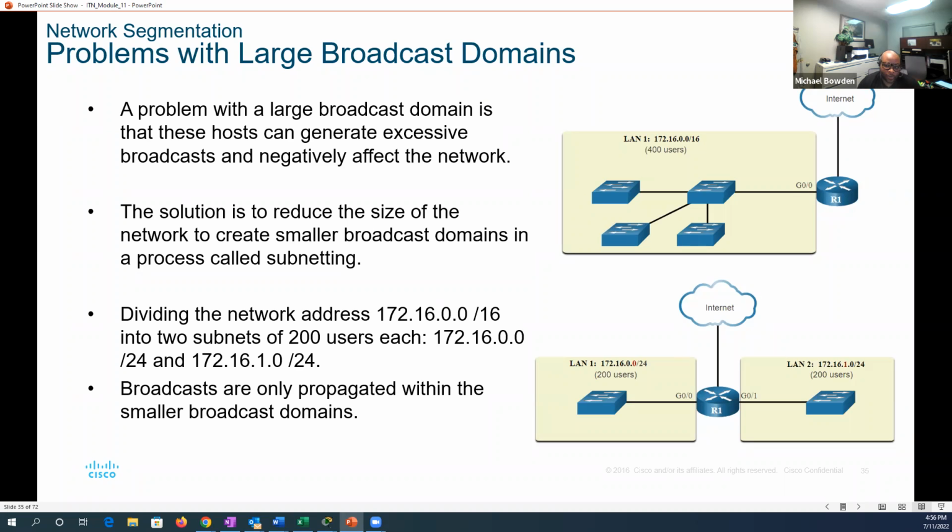And this is where our subnetting comes in. So it's showing here where we went from 1 broadcast domain with 400 users. Then with subnetting, what we did was we created 2 separate networks, and now we split those users. So we got 200 users on this network, 200 users on the next network. Therefore, when those PCs send out broadcasts, it's not bogging down the network like it would if 400 users in 1 broadcast domain were sending out broadcasts on their PC.